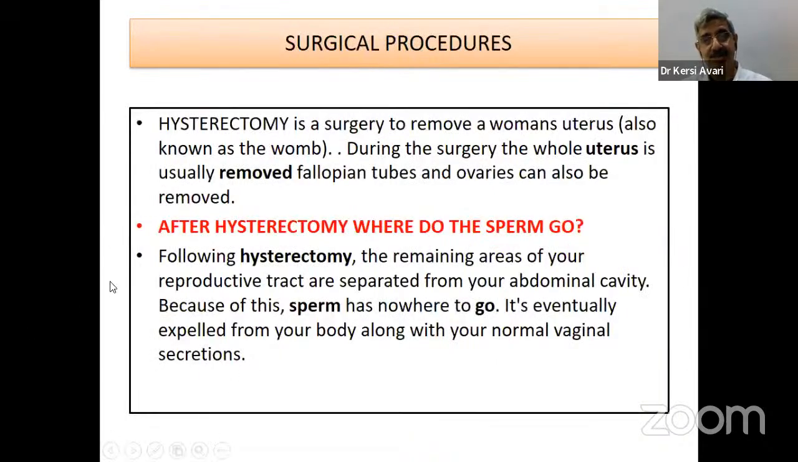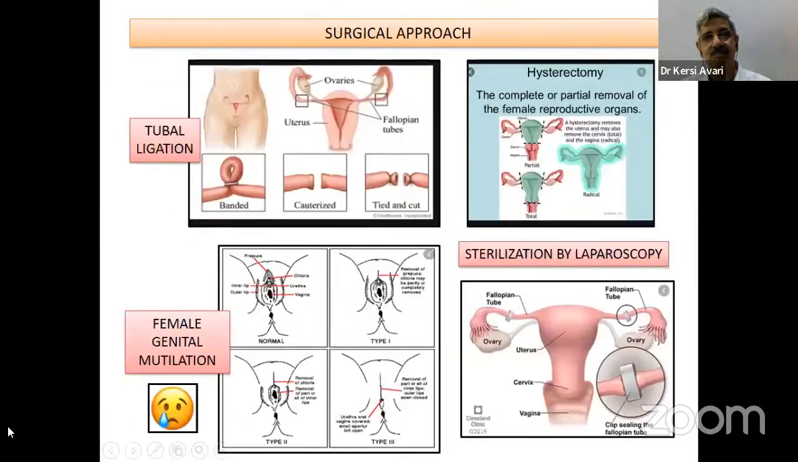Surgical procedures, hysterectomy. Uterus, fallopian tubes are removed. But then when the sexual act takes place, where do the sperm go inside? Well, they will be liberated because ultimately they will be in the body's coelom and they will be expelled out through the normal vaginal secretions. Now, these are the techniques.